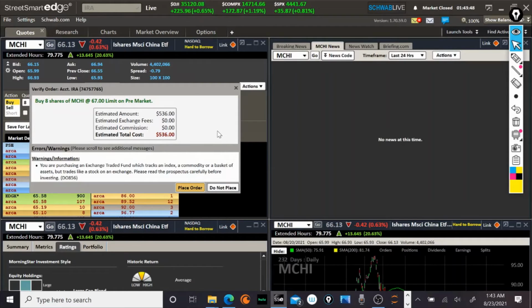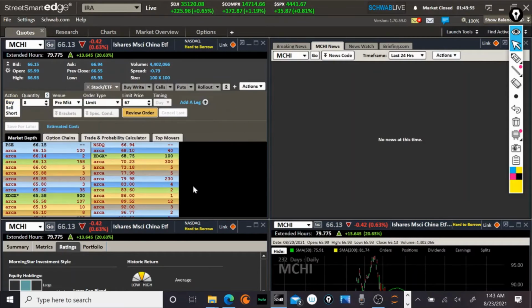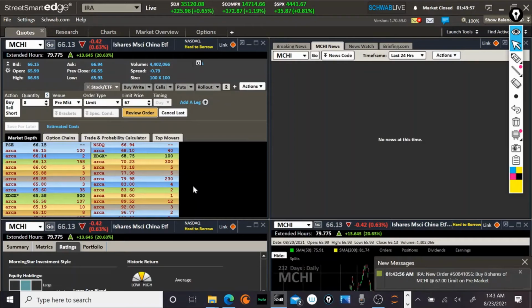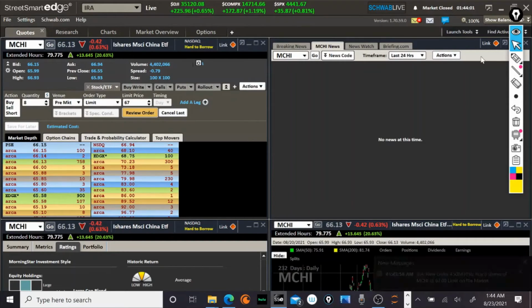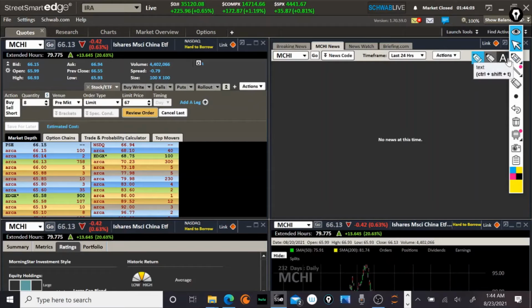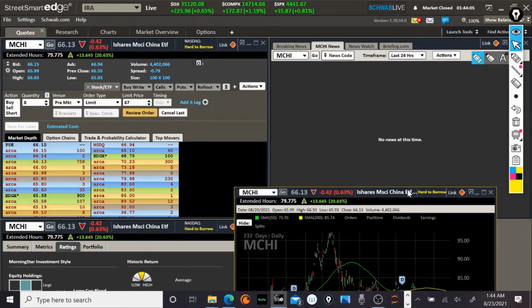And we're going to review the order. If it all looks good, then we will place the order. And mind you, this will expire at the end of the pre-market session if it doesn't fill. So if the price sits at like $68 all morning, this is not going to fill, and it's just going to get canceled. So I'll have to check on it.